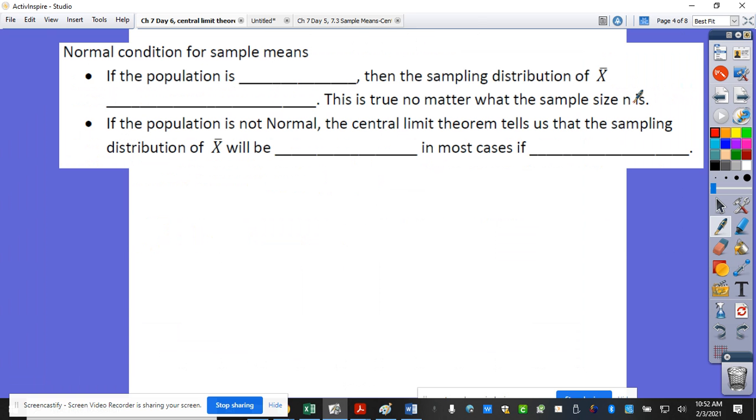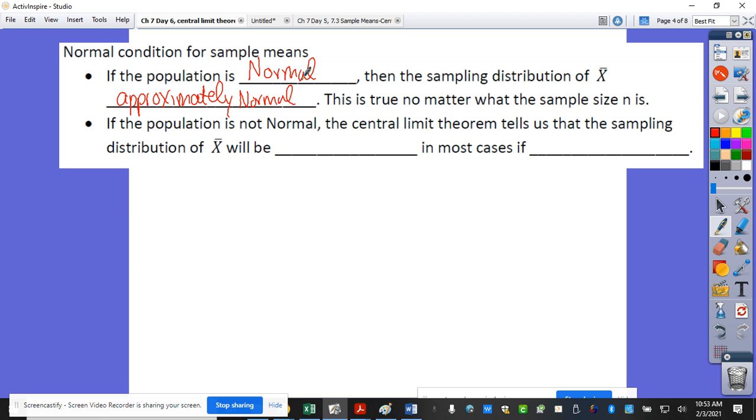All right, so normal condition for sample means. If the population is normal, so if it is stated that the population distribution is normal, then the sampling distribution of X bar, what? Y'all should know this answer. We're just rewriting it. If I tell you the population is normal, you tell me the sampling distribution of X bar is approximately normal. That was yesterday. This is true no matter what the sample size is. If I'm taking it from a distribution that's already normal, my samples should have sample means that are approximately normal.